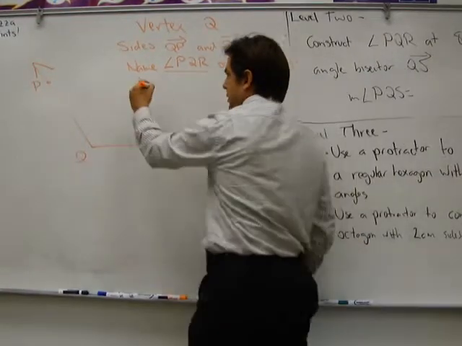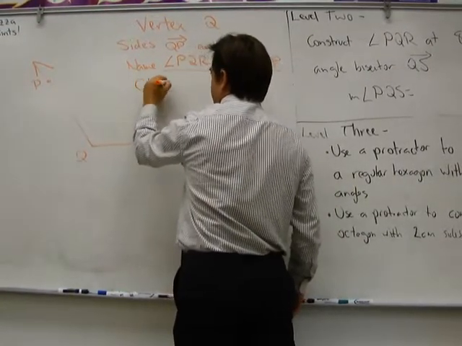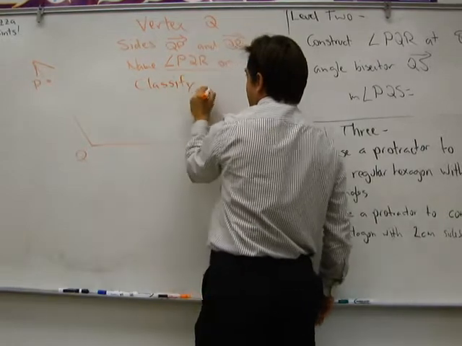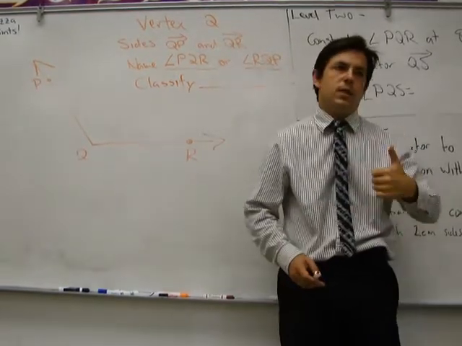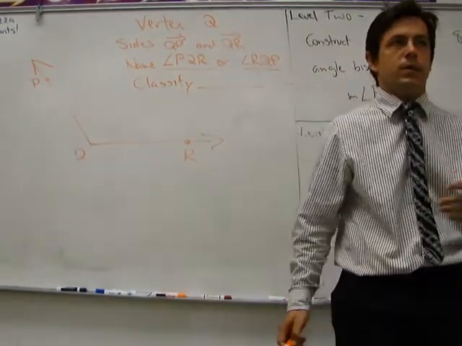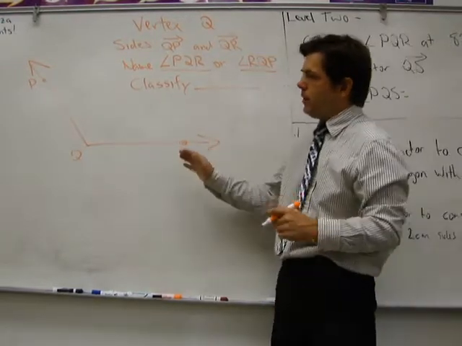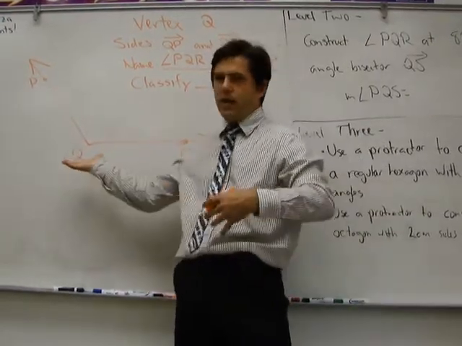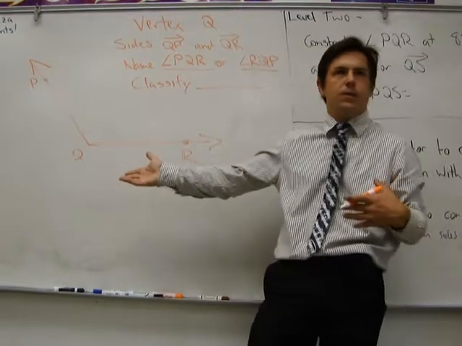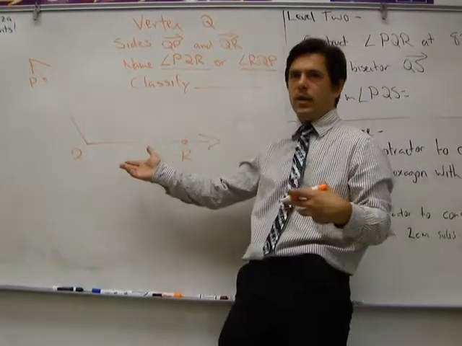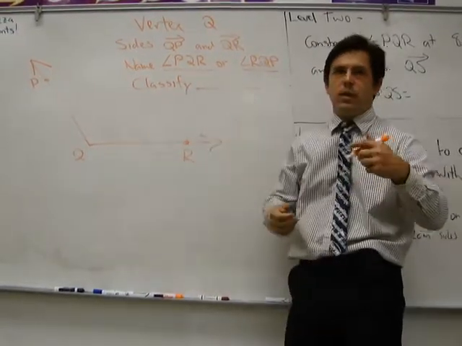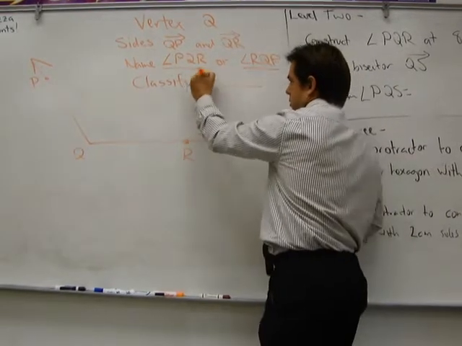Okay, next, classify. Classify is something we've already done today. To classify means, is it acute? Is it obtuse? Is it right or is it straight? So in this one, answer me. Is it 90 degrees, more than 90 degrees, less than 90 degrees? What do you think? More than 90. More than 90, so the classification is going to be obtuse. Okay, good.